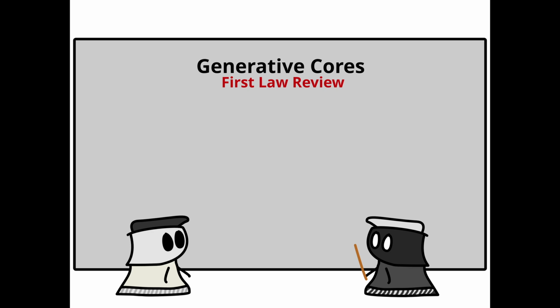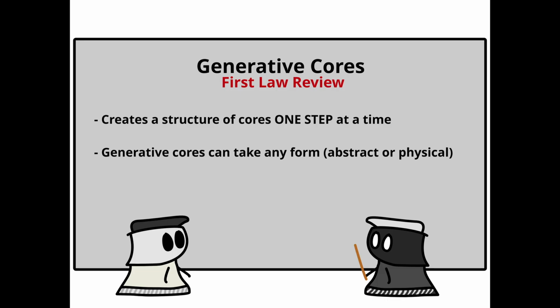Before moving on to the second law of generative cores, let's review the definition of the first law once again. A generative core creates a structure by adding a new and significant core one step at a time. This last part is often overlooked, but it is crucial to the generation of structure. As we have seen, cores can take any form, from movement of pieces to adding tiles.